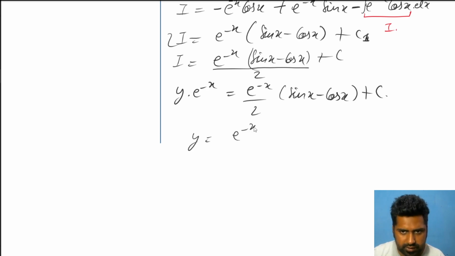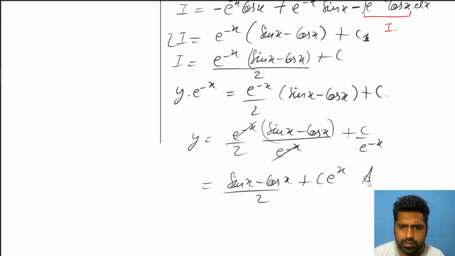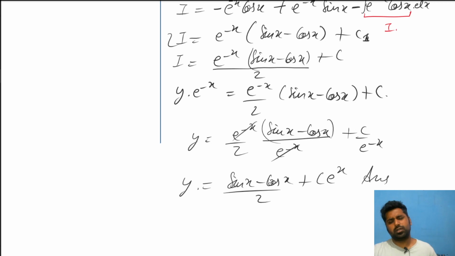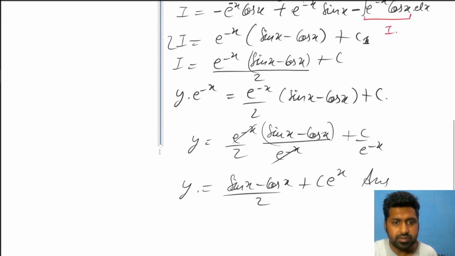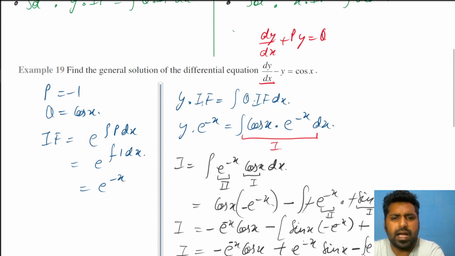So this will be e raised to power minus x sin x minus cos x by 2 upon e raised to power minus x, plus c upon e raised to power minus x. So this cancels. So basically y is sin x minus cos x upon 2 plus, you take this in the numerator, c into e raised to power x. That's your answer. So we got the solution of the differential equation. Yes, the questions are slightly lengthy sometimes because of the by parts. But this IF part, sometimes the questions are just regarding finding the IF, so you should be clear with this.